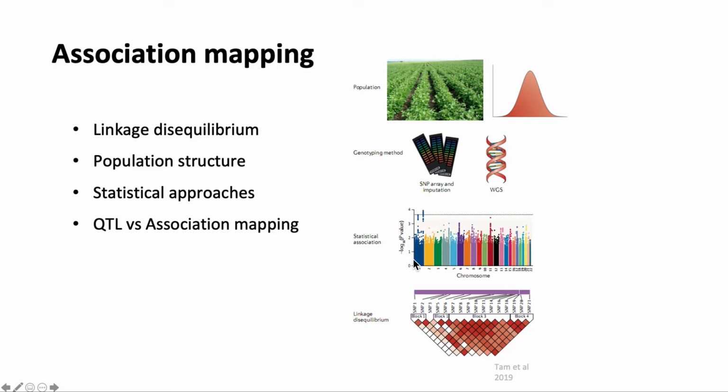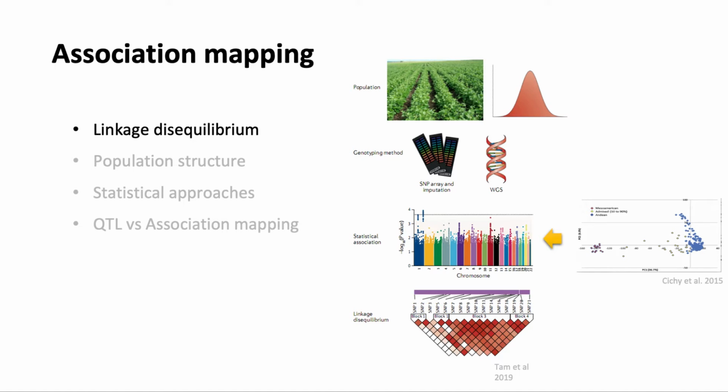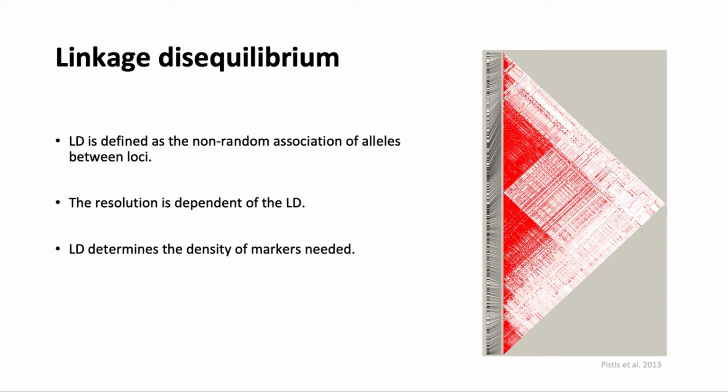And there are some concepts that are important in association mapping, such as linkage disequilibrium, population structure, and some statistical approaches. So first we're going to discuss LD, or linkage disequilibrium, and LD is defined as the non-random association of alleles between loci, and that LD is represented in this graphic as red.